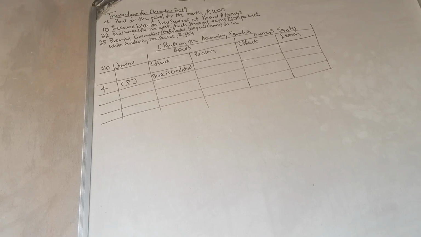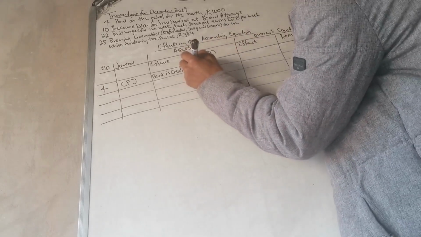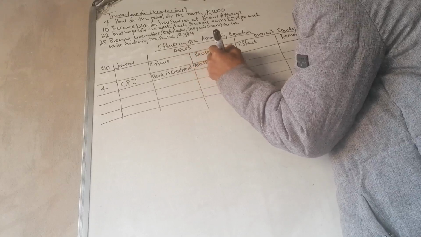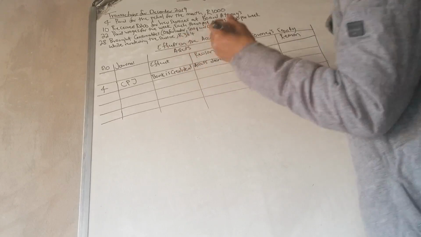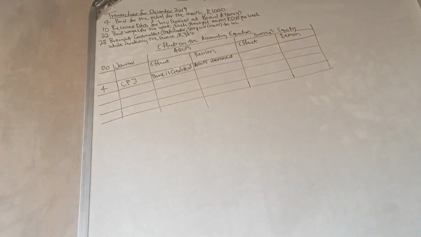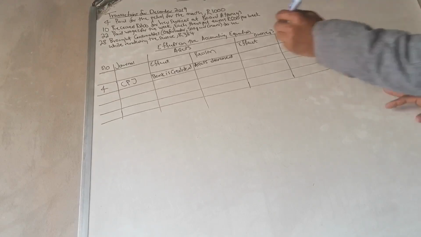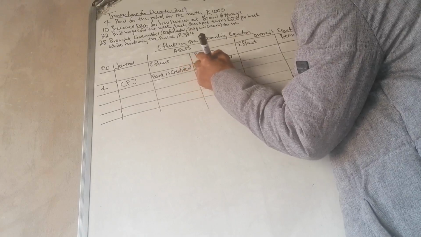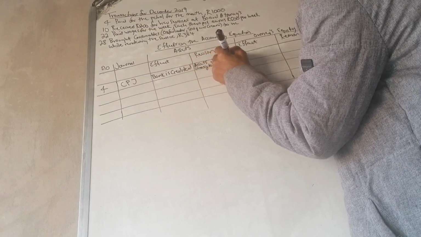Is the asset increasing or is it decreasing? Decreasing. The asset decreases because the money is gone. So we are just saying assets decrease. Why? Because money was taken out of the account. That's one of the reasons that we can say money was taken out. We can just say money was taken out of the bank.